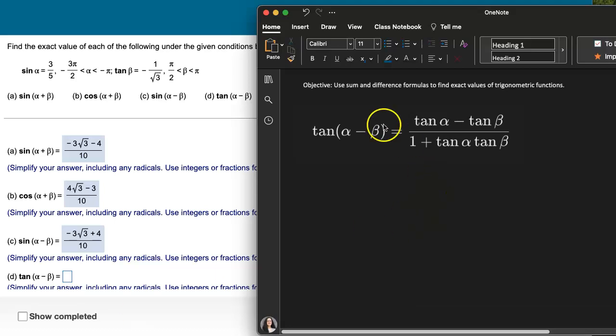I've got that pasted here. Just took a screenshot of that. For this formula, we're going to need the tangent of alpha and the tangent of beta. We can see from the given information that we already have the tangent of beta, that's displayed over here. So really what we need to find is the tangent of alpha.